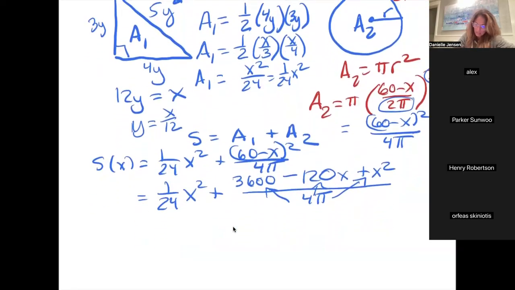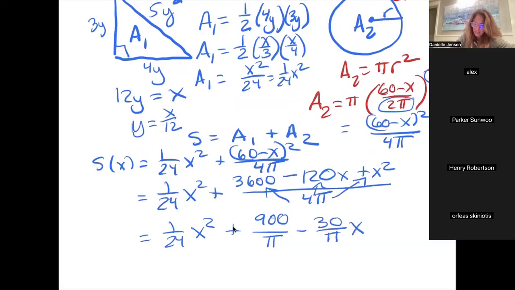So I've got 1 over 24 x squared, 3,600 over 4 pi. Well, 4 goes into 3,600 900 times. So it's just plus 900 over pi. And I'm going to reorder things after I do this. But 4 goes into 120 30. And then 1 over 4 pi x squared.